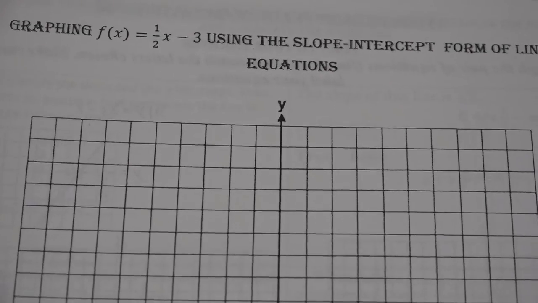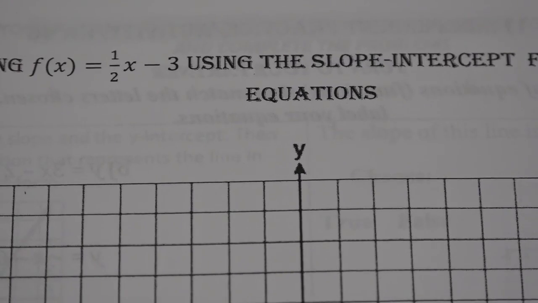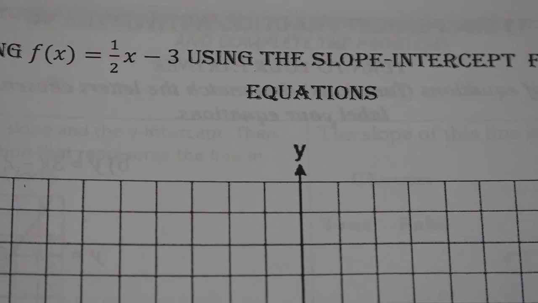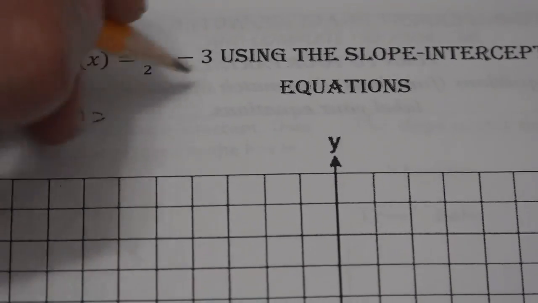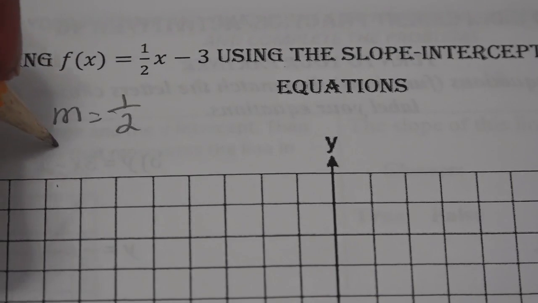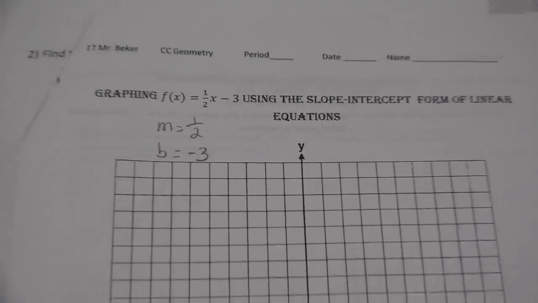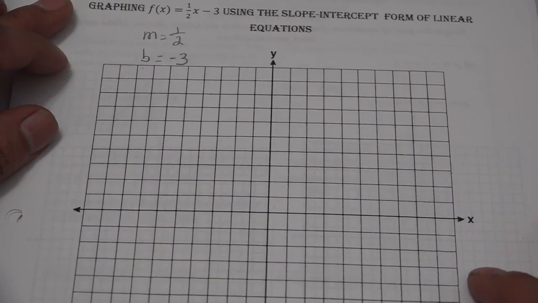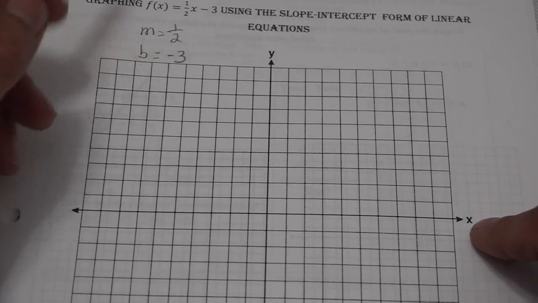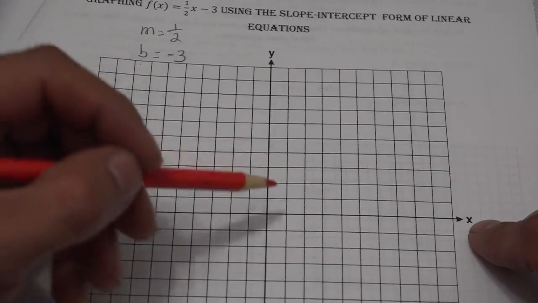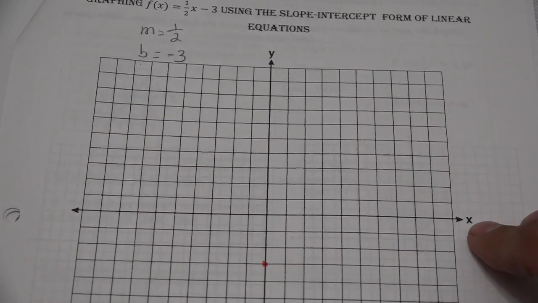Alright, here I'm supposed to graph f equals 1/2 x minus 3. So the first thing we're gonna do is identify what the slope is. The slope is 1/2. What about the y-intercept? Correct, -3. So now I'm ready to start graphing. I am going to start at the y-intercept. The coordinates of the y-intercept are 0, -3. 1, 2, 3. So this is my first point.